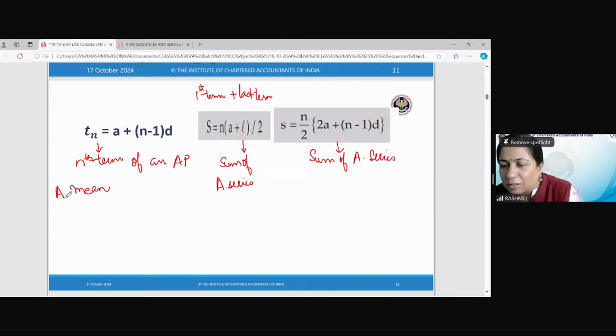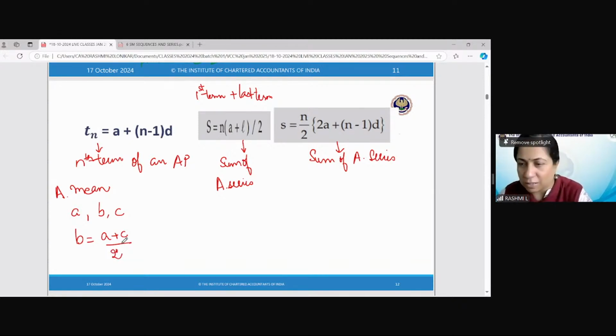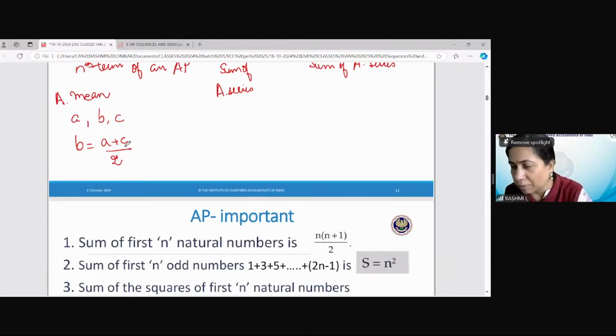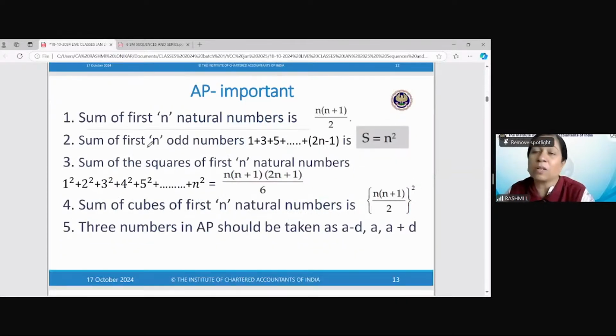So what is arithmetic mean? If I have three numbers which are in arithmetic progression, then B will be equal to (A plus C) upon 2. That will be my arithmetic mean. Now these are some of the important arithmetic progression sums and additions, and other special series which you must know.